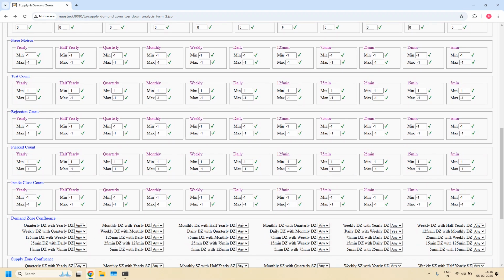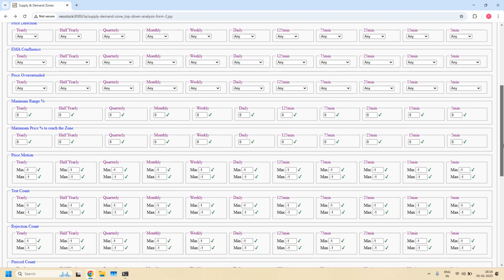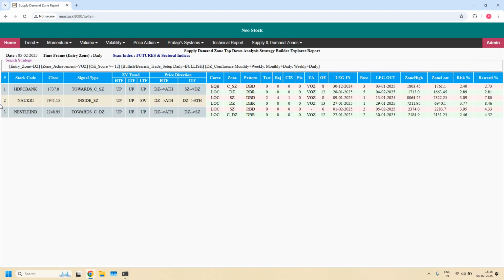First filter is already enabled. Second filter, daily demand zone with monthly demand zone confluence. Third filter, weekly demand zone with monthly demand zone confluence. With all the 3 filters, we got 3 stocks. That means in these 3 stocks, these daily demand zones are overlapped with weekly demand zone. Both together again overlapped with monthly demand zone. And monthly trend is up in all the 3 stocks.